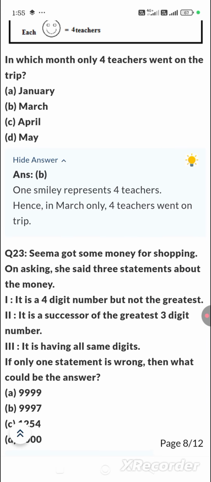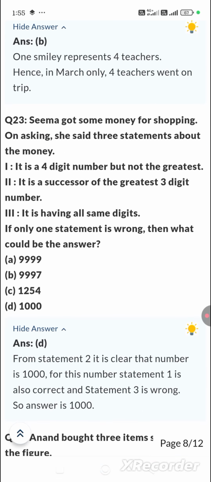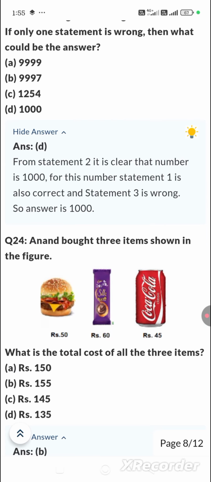Sima got some money for shopping. On asking, she said 3 statements about the money. First statement, it is a 4-digit number but not the greatest. Second statement, it is a successor of the greatest 3-digit number. Third statement, it is having all same digits. If only one statement is wrong, then what could be the answer? The answer is option D. From statement 2, it is clear that the number is 1000, but this number, statement 1, is also correct and statement 3 is wrong. So answer is 1000.